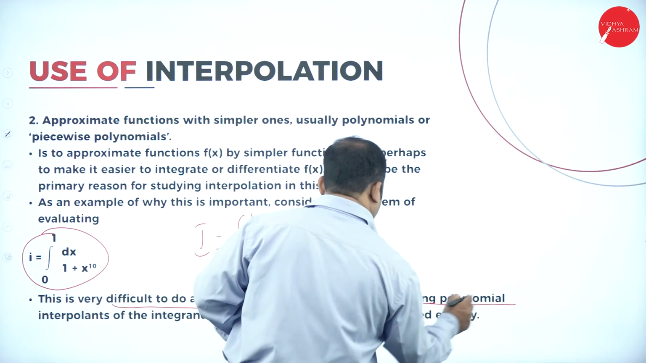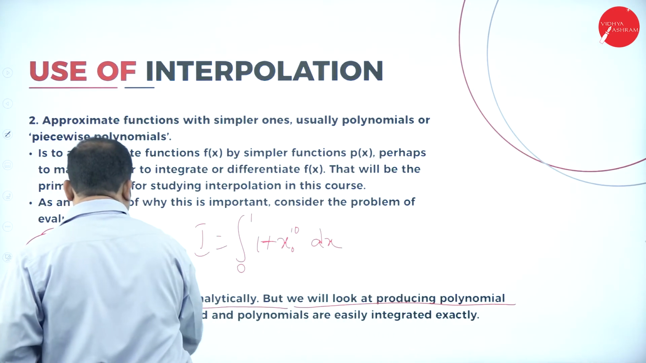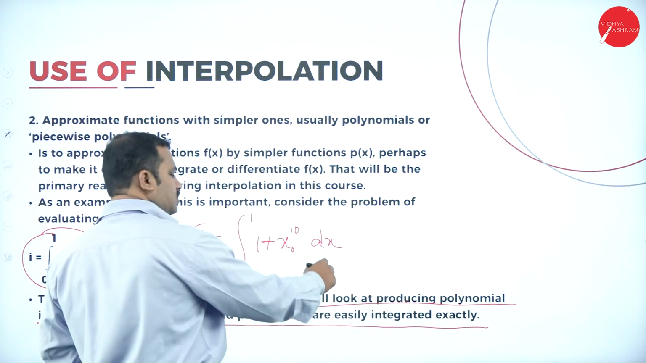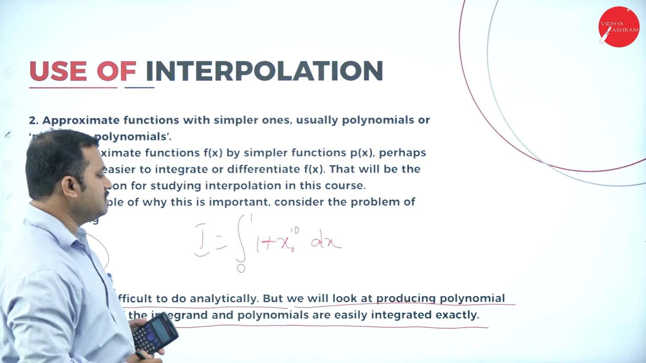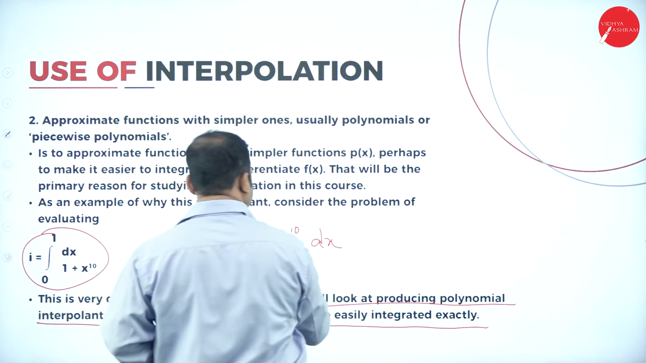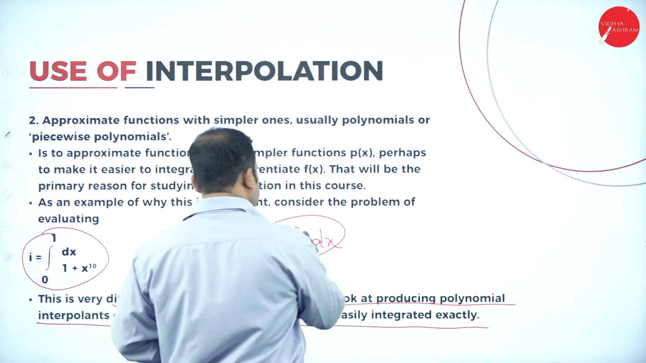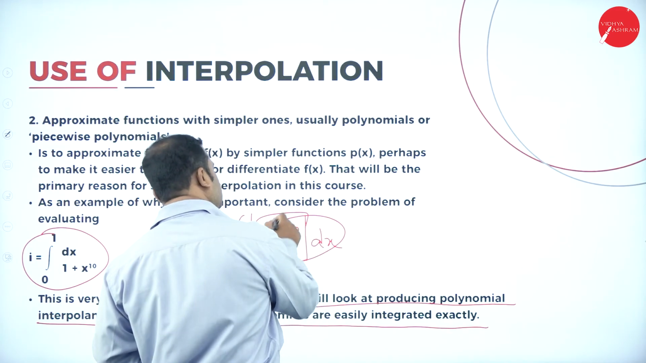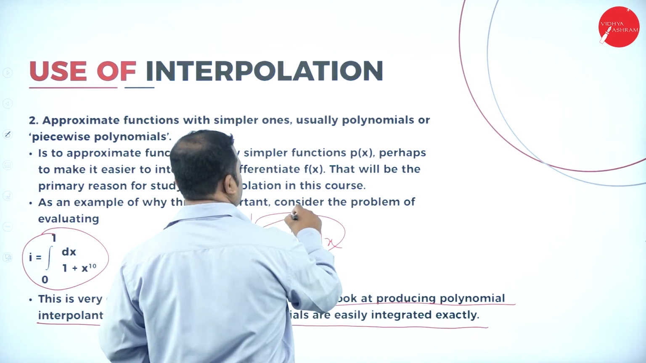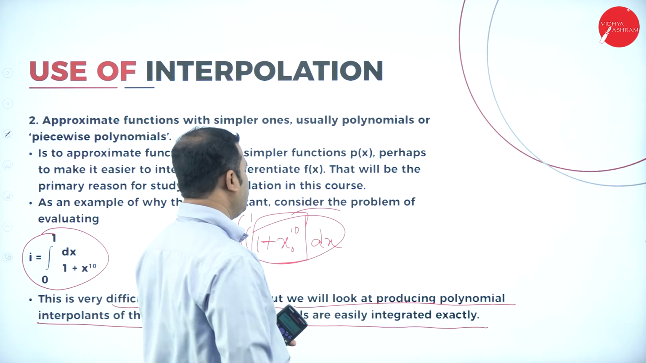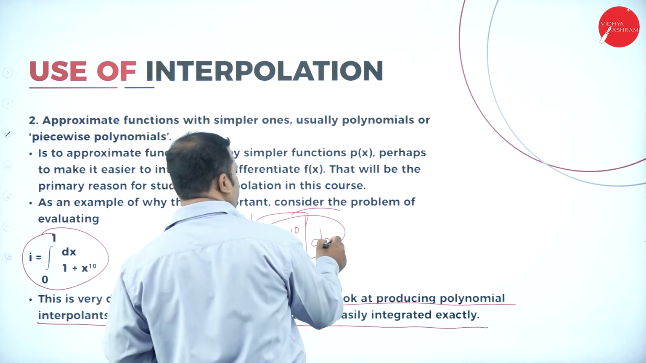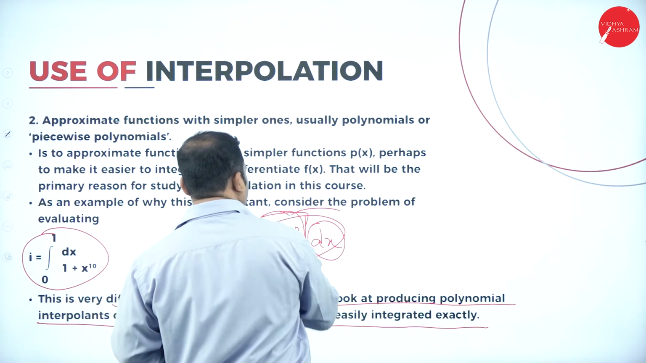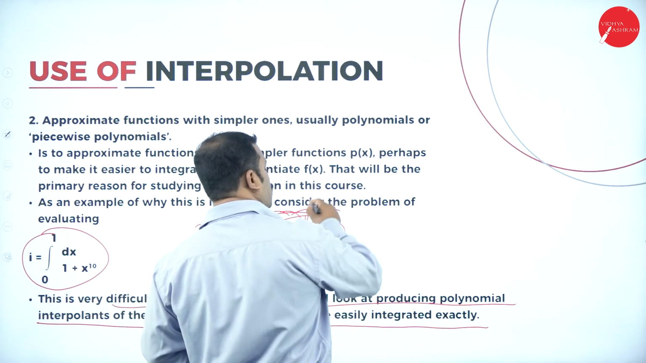We can do it by producing polynomial interpolants of the integrand, and polynomials using the integration method can be integrated exactly. So this is the term going to be integrated. This becomes the integrand, and dx is what helps me do the integration of this term, 1 plus x to the power of 10.